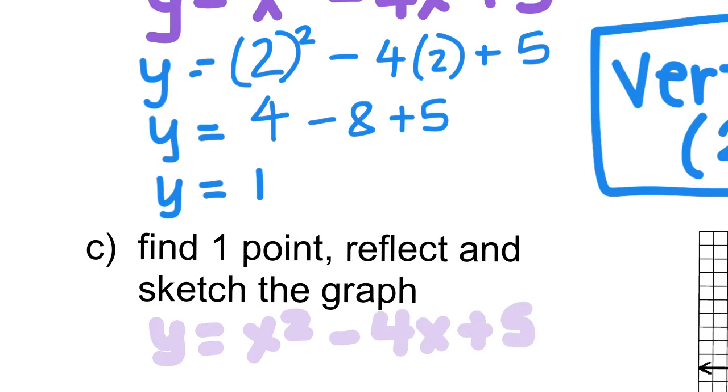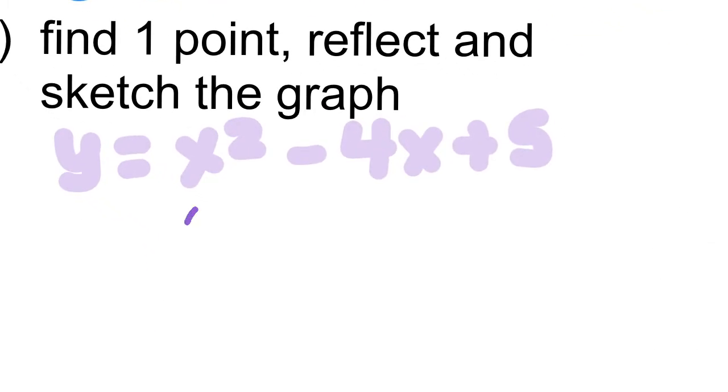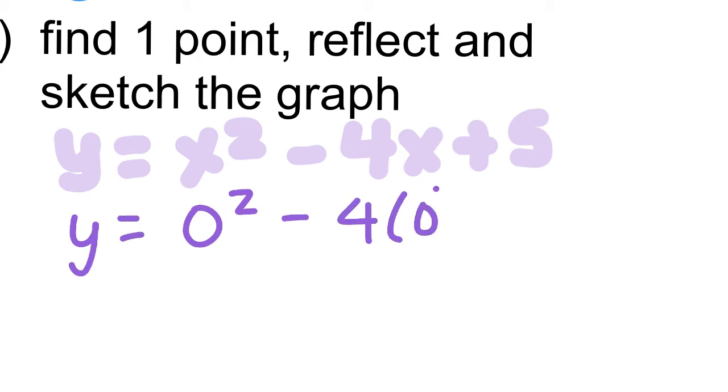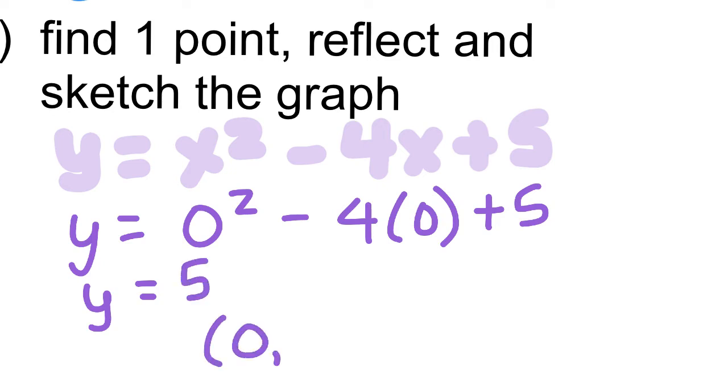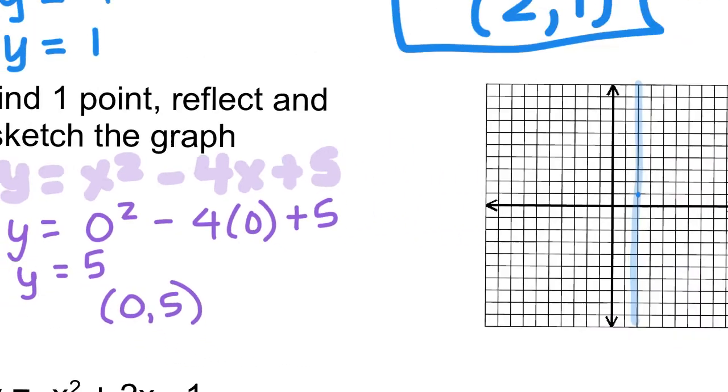Now the easiest point to find is when we have an x value of 0. So we'll substitute x equals 0 for this point and use that to find our y value. So we know the point (0, 5) is on this parabola. So going back to the graph, we'll go to the point (0, 5), and the parabola is reflected across the axis of symmetry. So to find the other point, we simply reflect it over that axis of symmetry to find the shape of our parabola.